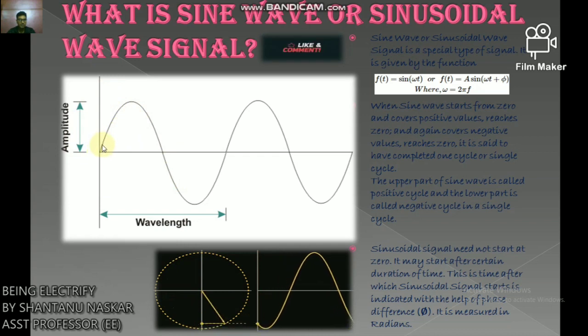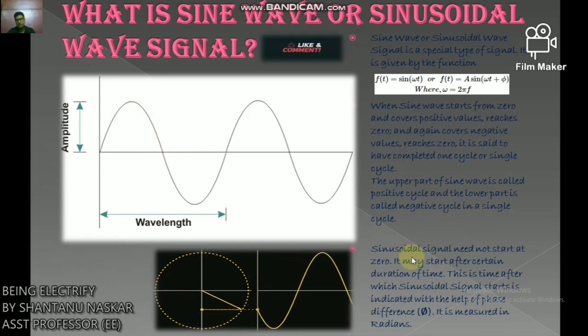The time taken to cover one complete cycle is called the time period, and frequency is 1 by time period, and also we can say time period is 1 by frequency. So from here we can calculate the frequency, calculate the time period, and we know what a cycle is.